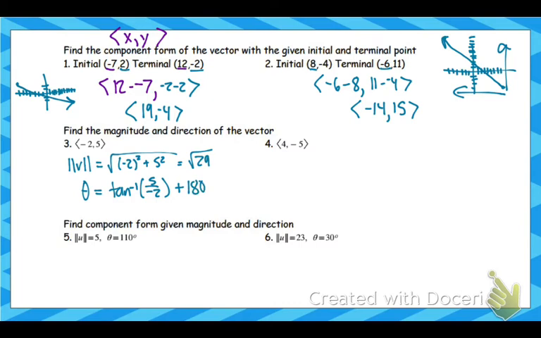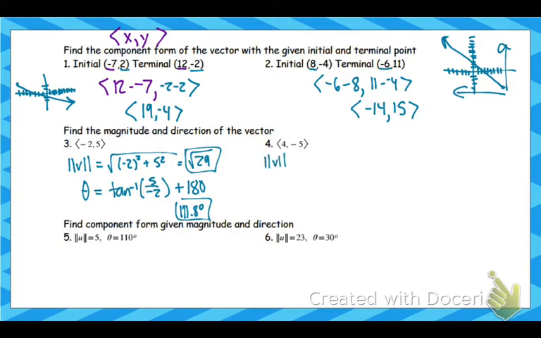So let me go ahead and grab a calculator real quick to figure out this one. We're going to do tan inverse, so shift tan. Make sure, again, your mode here should be in degrees. Okay, our mode should be degrees. So tan inverse, 5 over negative 2, and we're going to add 180 to that, which gives me 111.8 degrees. So that's my direction. Square root of 29 is my magnitude.